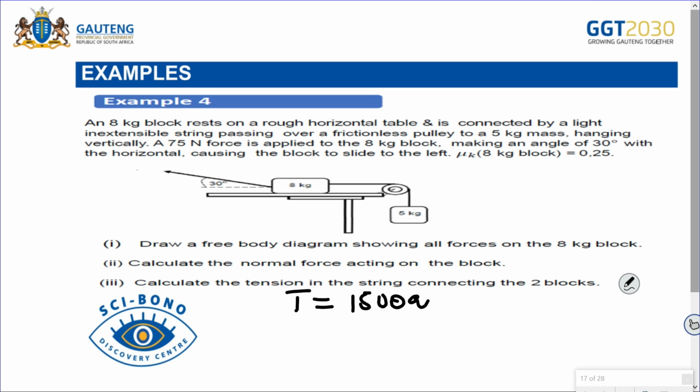All right. Then another example here. So you can see it's a two body system. You have an 800 there and the 500, which is hanged. So it's horizontal plane versus the vertical plane. An 80 kilogram block rests on a rough horizontal table. So immediately when they say rough, it means that there's frictional force.